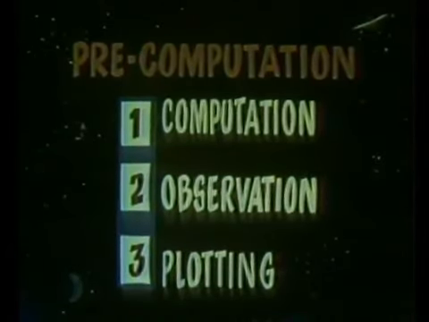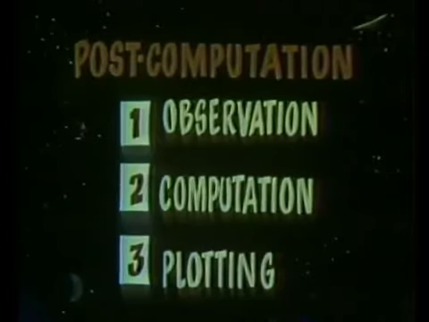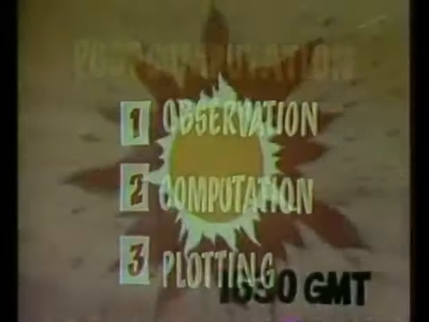But we'll use the post-computation method with the observation first. In our example, let's assume an observation was taken on the sun at 1630 GMT. Record your observations on the site form. Body, sun. GMT 1630. Date, 24 January. HS of sun, 32 degrees, 21 minutes.